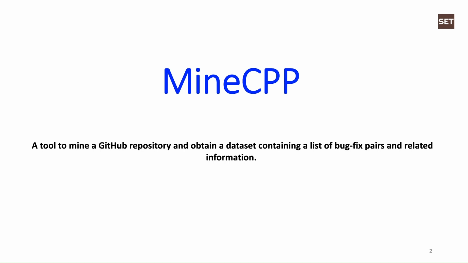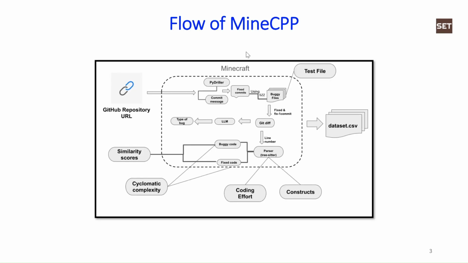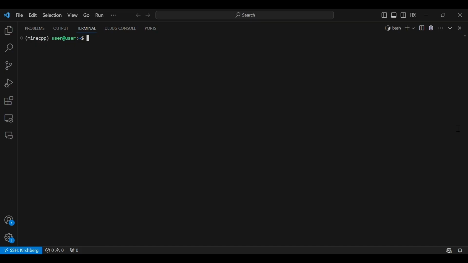So here is the flowchart of MineCPP, and it is built on top of Minecraft. As you can see, MineCPP takes a GitHub URL as input and produces a dataset of bug fix pairs as output. Along with Minecraft's output, it adds additional features like similarity scores, cyclomatic complexity, coding effort, constructs, and test file. Coding effort is a novel term introduced here and will be explained later in the tool's walkthrough. Now let's get started with the installation.